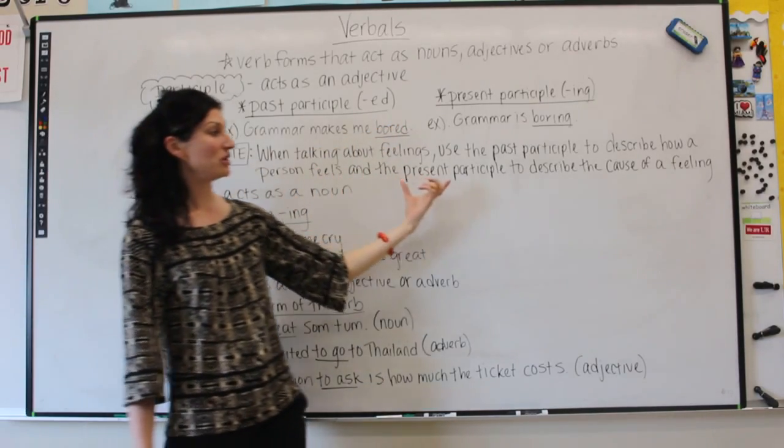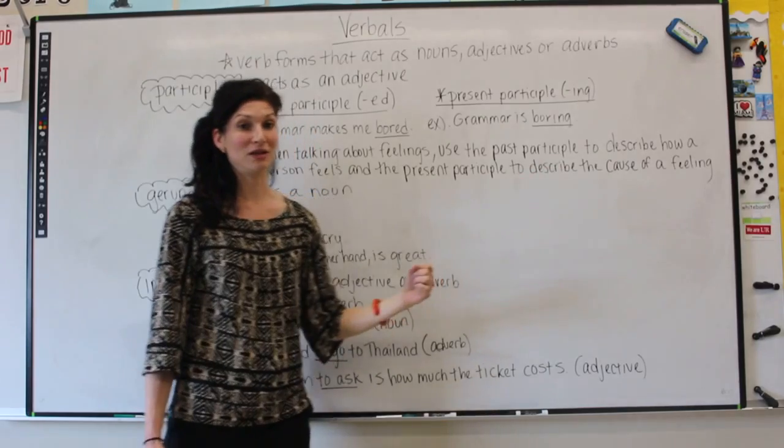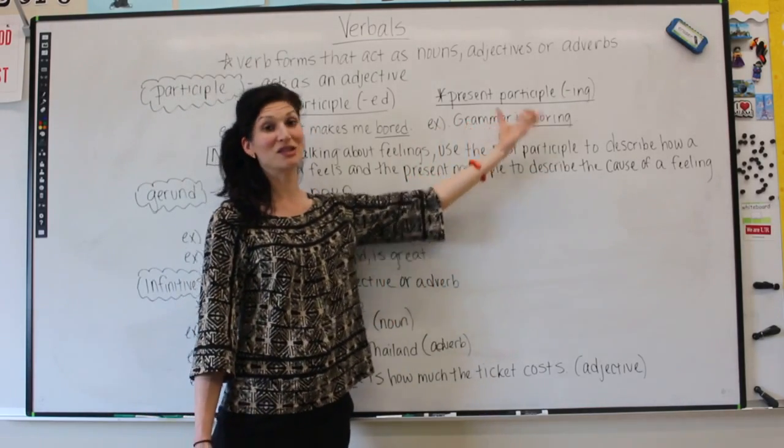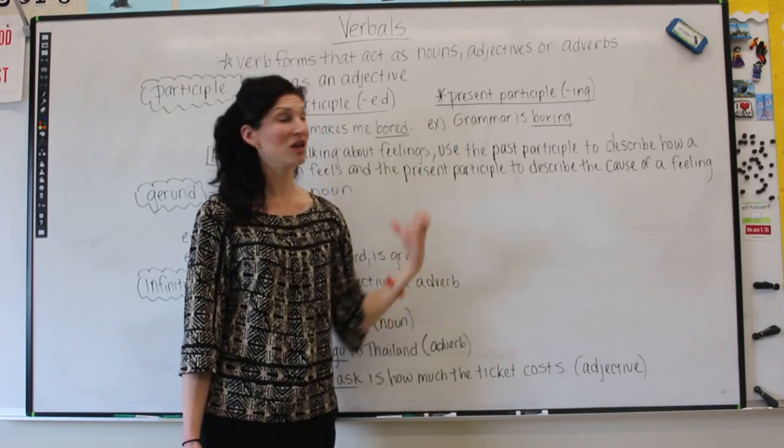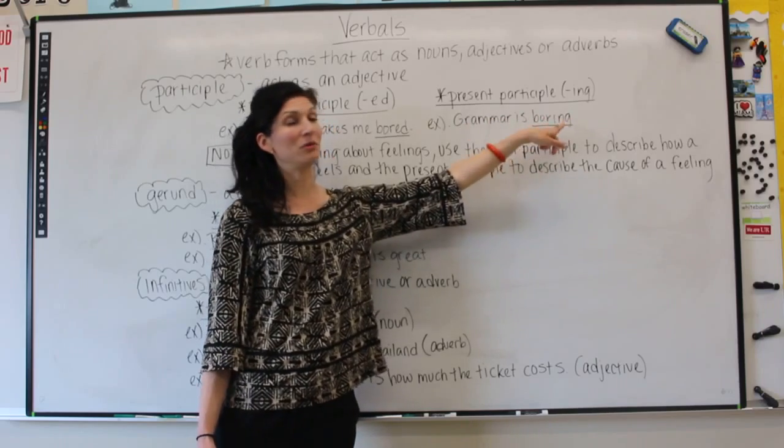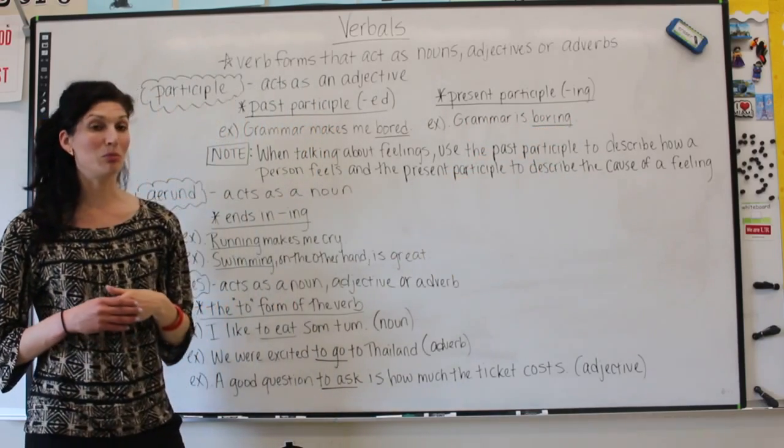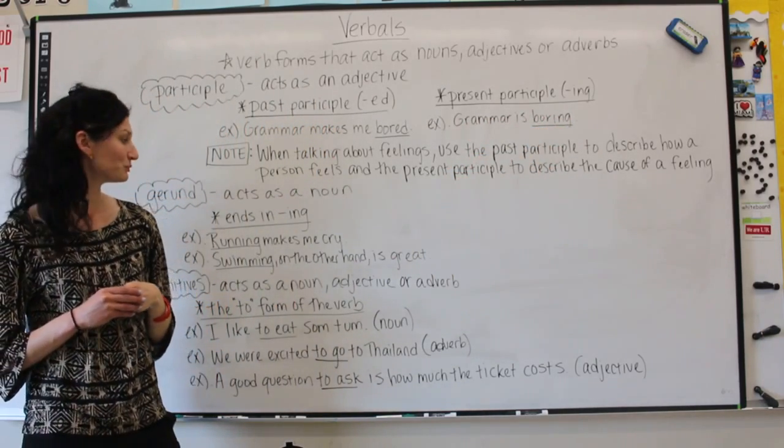And the present participle is used to describe the cause of the feeling. So grammar, in this case, is causing my feeling of boredom. Grammar is the cause, therefore we would use the ing or the present participle to describe it.